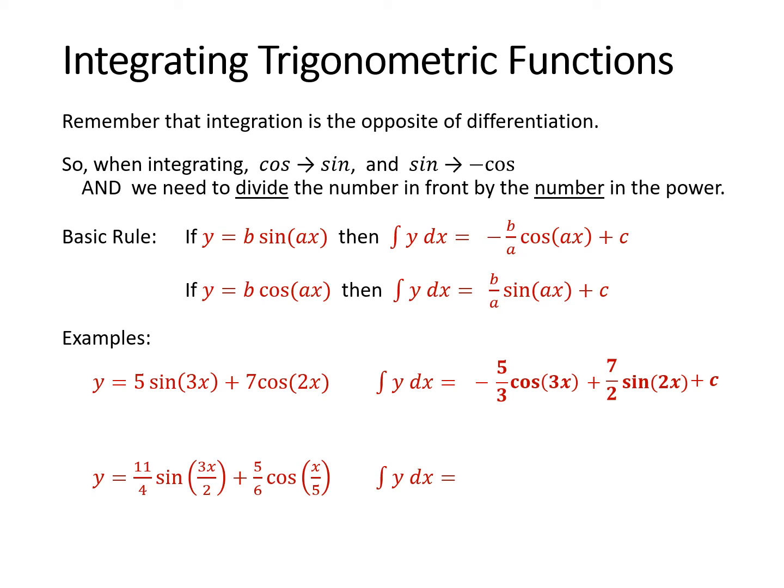So, first of all, we've got 11 over 4 sine 3x over 2. Sine becomes minus cos, so I'm just going to put in the minus. I'll leave a little gap, and then put cos 3x over 2. I now need to think about that number that I've got to put in there. I've got to divide 11 over 4 by 3 over 2. Now 11 over 4 divided by 3 over 2, I'm going to have to flip the second fraction upside down and then multiply. You get 22 over 12.